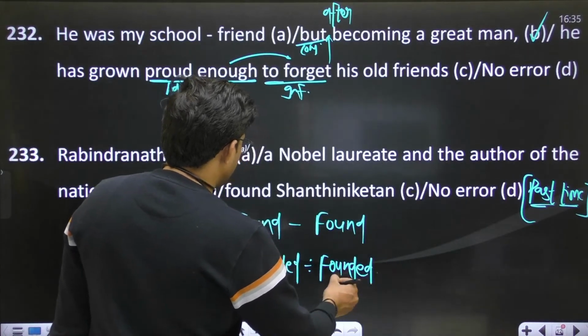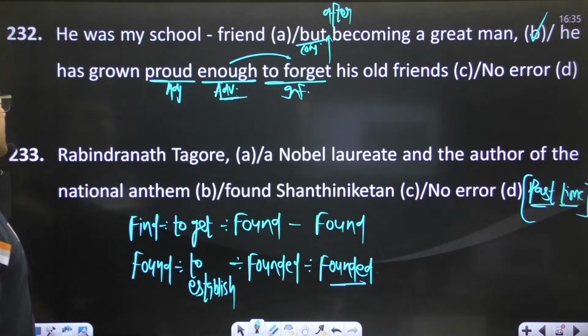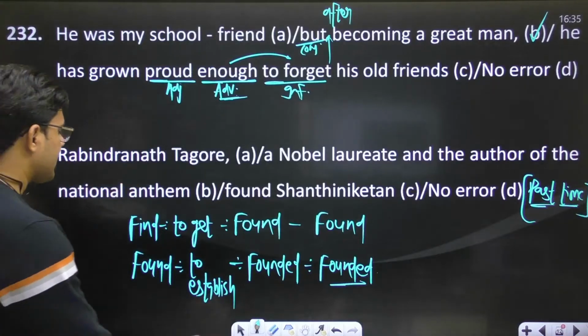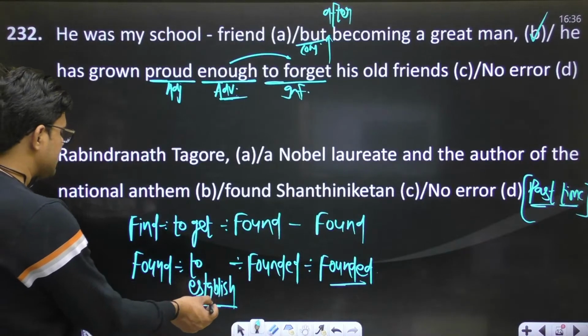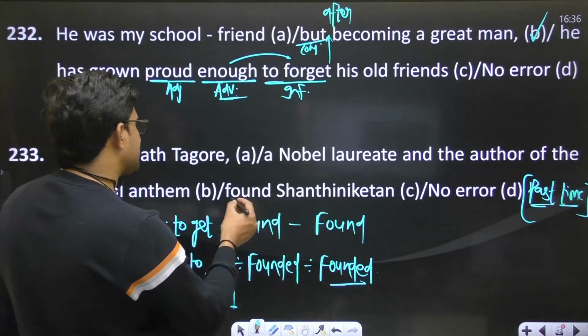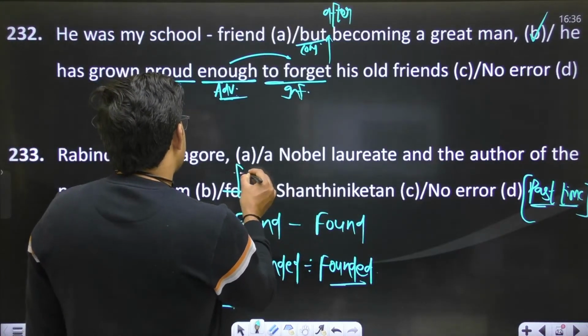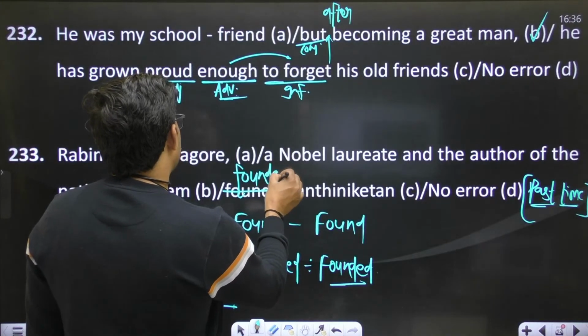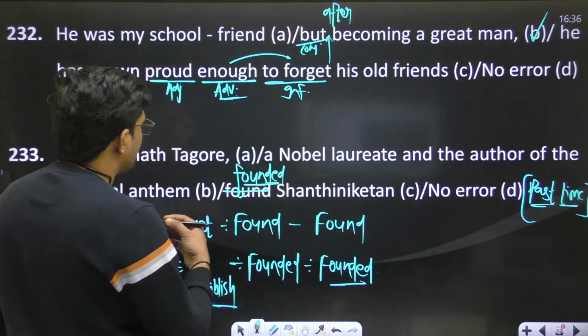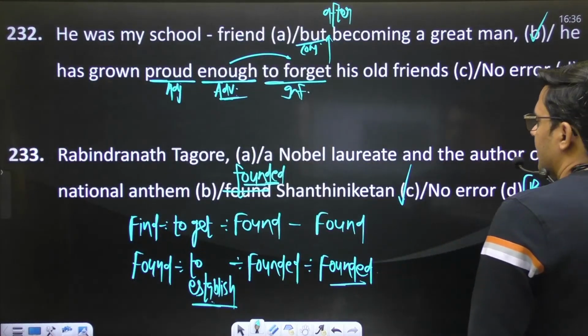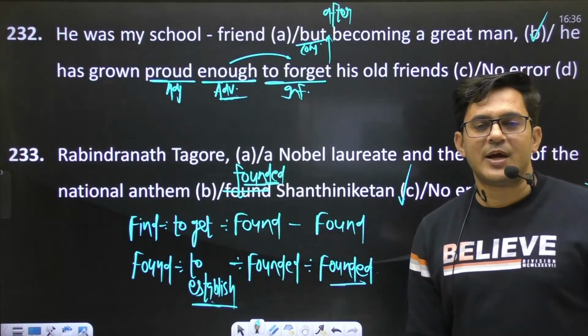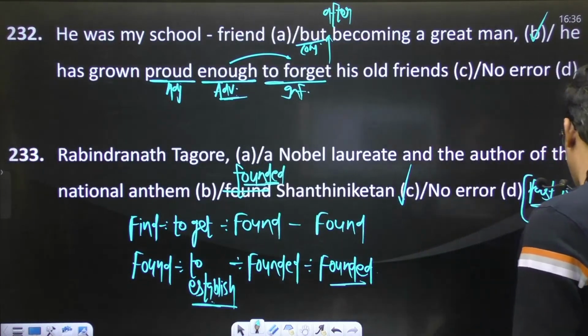So here it is said Ravindranath Tagore established Shanti Niketan. To show the sense of to establish, and this is a past activity, we demand the second form of found, and that will be founded. So if you apply it, the sentence will be fine now, and you have an error in part C. Okay, next sentence.